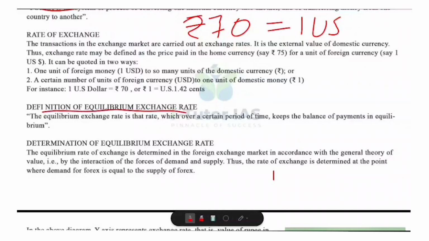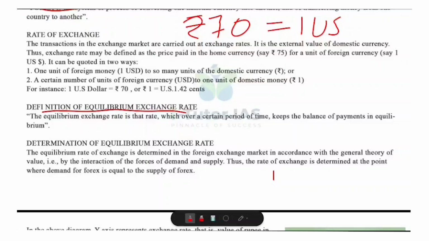Definition. The equilibrium exchange rate is the rate of a country's currency that, over a certain period, keeps the balance of payments in equilibrium. I'll explain. We know that BOP measures all financial transactions between a country and the rest of the world. If a country exports and imports goods, services and capital in a balanced way, the BOP is in equilibrium. The equilibrium exchange rate is the currency value that ensures imports equal exports plus capital inflows, so the country neither loses nor gains excess foreign reserves.